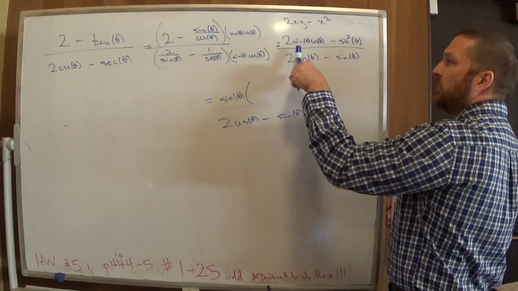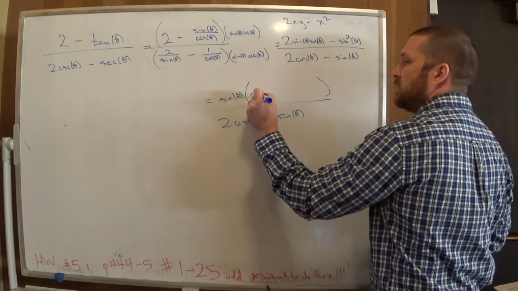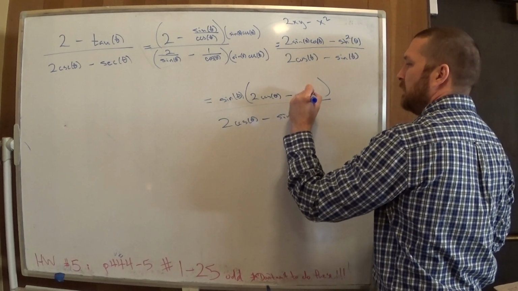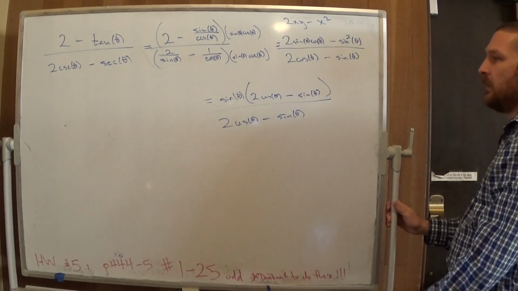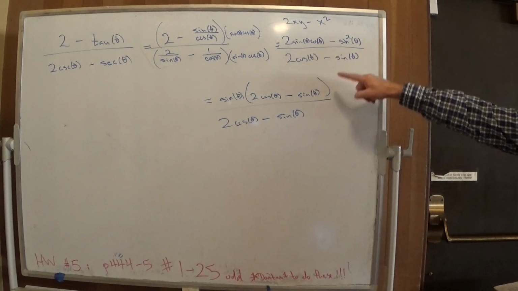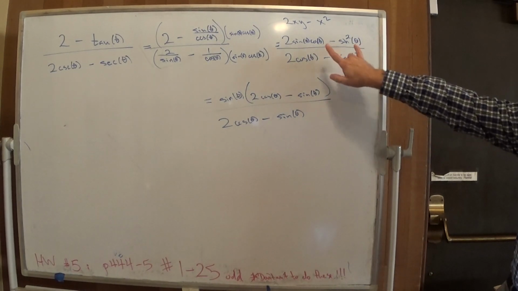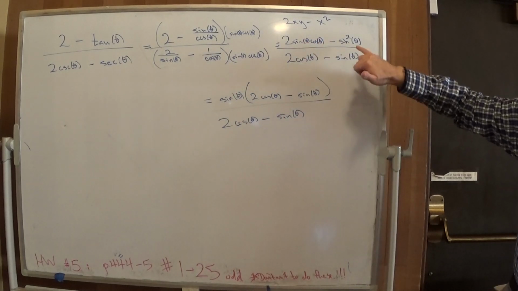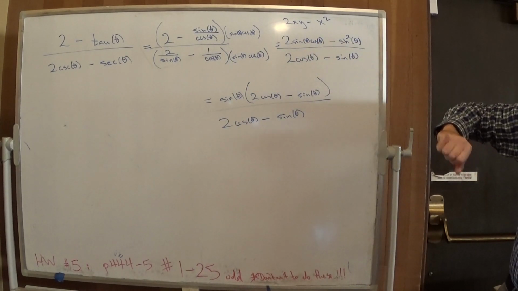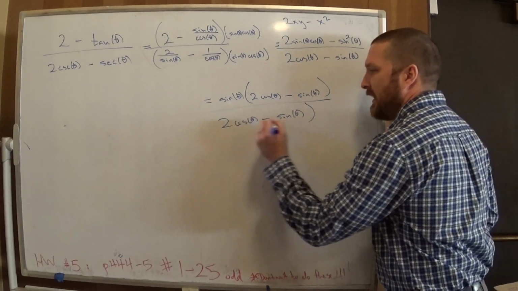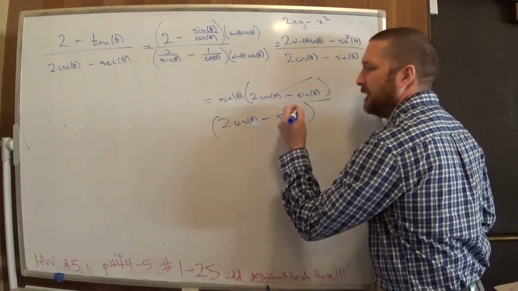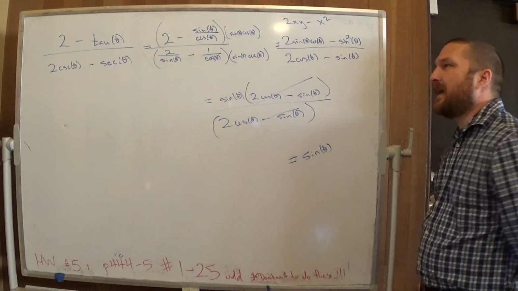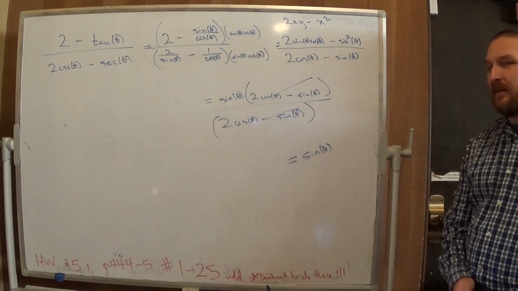Once I pull that out, I'm left with 2 cosine theta minus 1 sine theta. Check me on that, right? I just pulled out one sine from each one of those. That left me a 2 cosine there, and there should be one sine left over there. So that divided by that is 1, giving me sine theta. Yeah, that's a tricky one. That's easier than it should be.